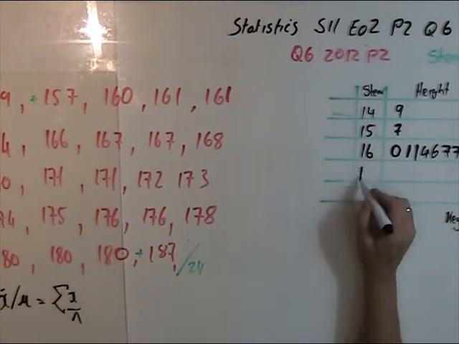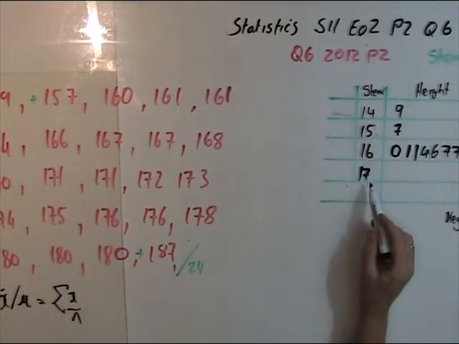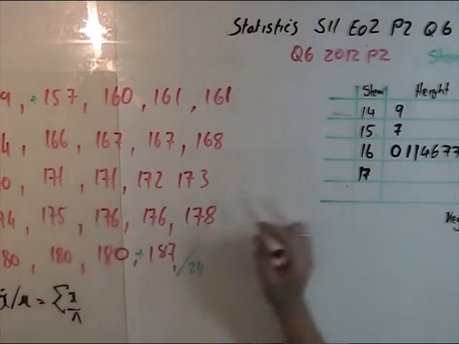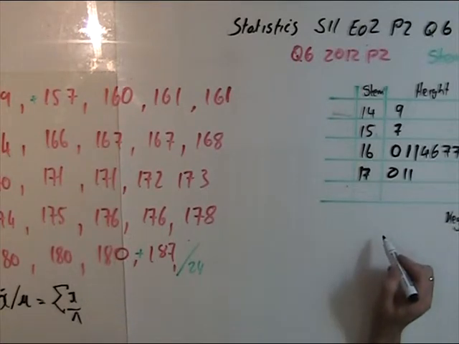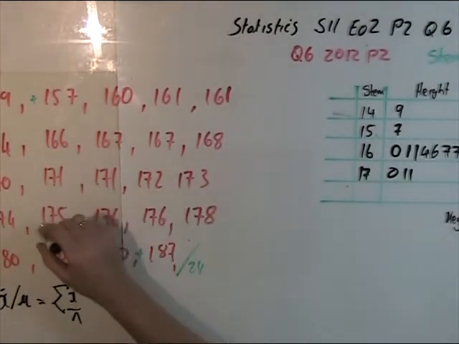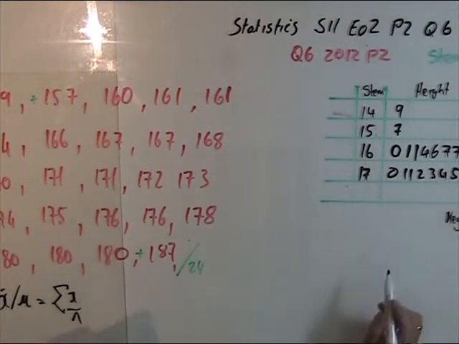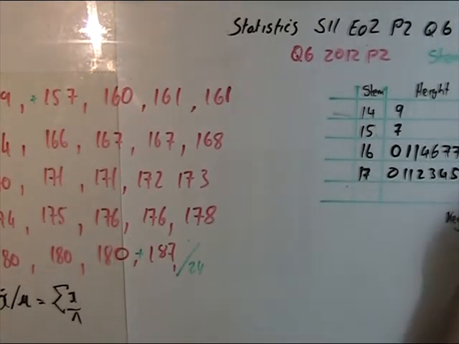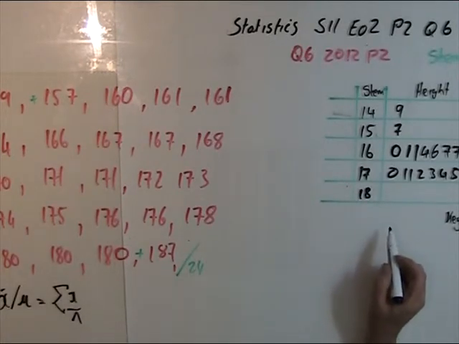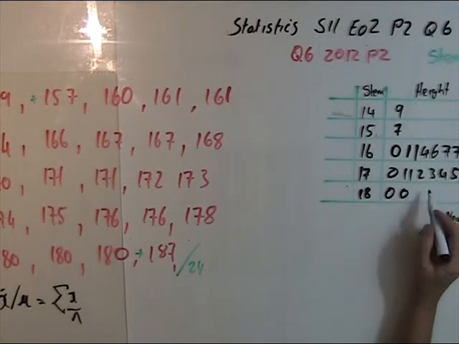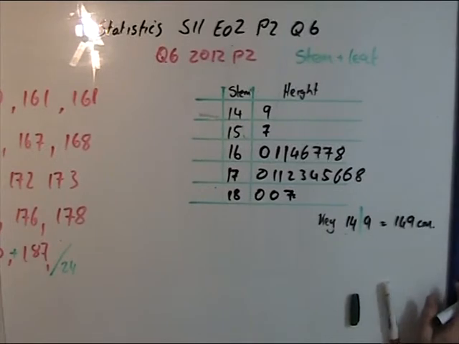Next is 17. You're going up in tens. So 170, 171 twice, and we got two 6s. Then we got 178, and the last one, 18: 180. We got two of them here. Then we got 187. So I'm rewriting it out, and as you can see, there it is.